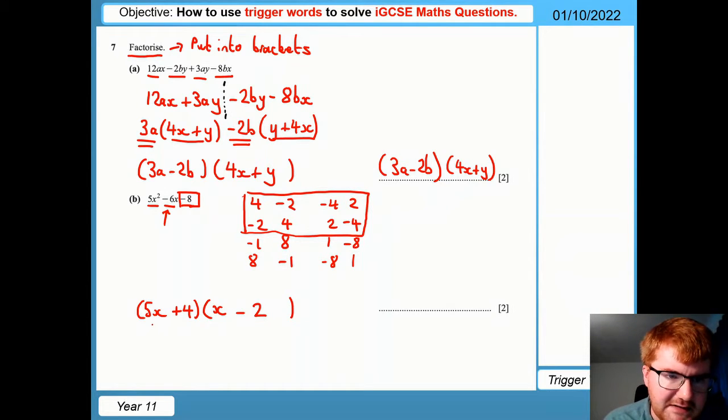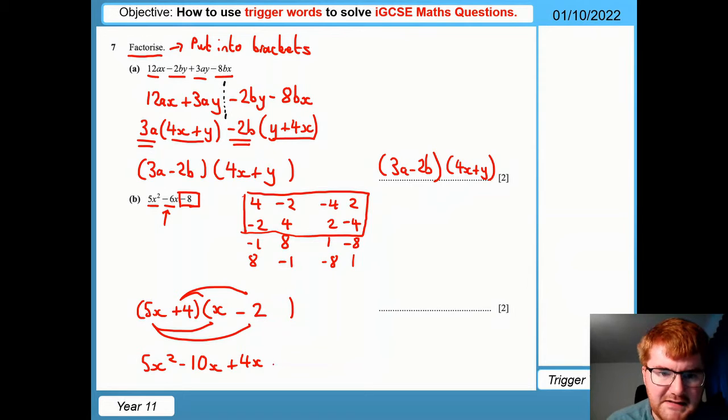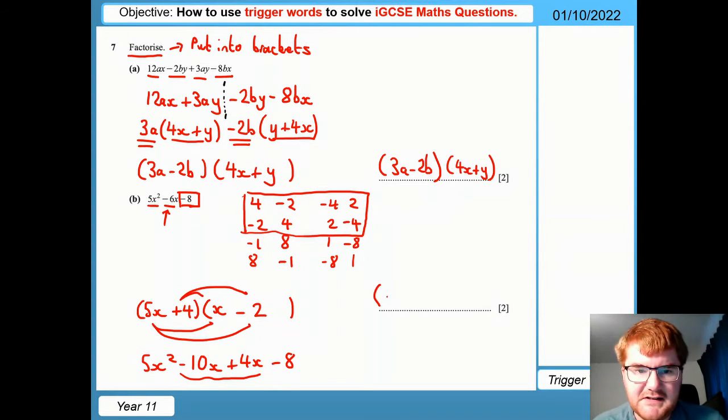Now, of course, I would check this in the exam, so I would use FOIL or the double eyebrow to expand. So 5x times x is 5x squared. I'm kind of doing this in my head as I try it. 5x times minus 2 is minus 10x. And we've got 4 times x is plus 4x. Then we get the minus 8, so plus 4 times minus 2 is minus 8. Notice these cross terms or middle terms here simplified to minus 6x, which is what I wanted. So I get the final answer, 5x plus 4, x minus 2.